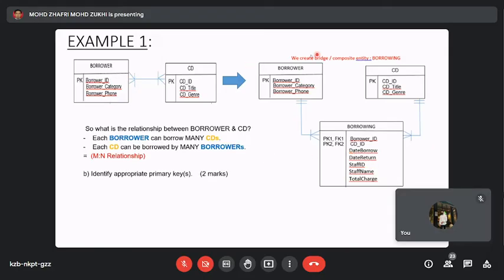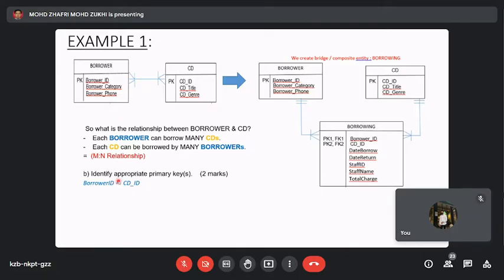So from here, our ERD is almost complete, but not yet complete because we just want to identify the appropriate primary key. So from here we know the appropriate primary keys are borrower ID and CD ID. Okay, so this is the answer: borrower ID plus CD ID.